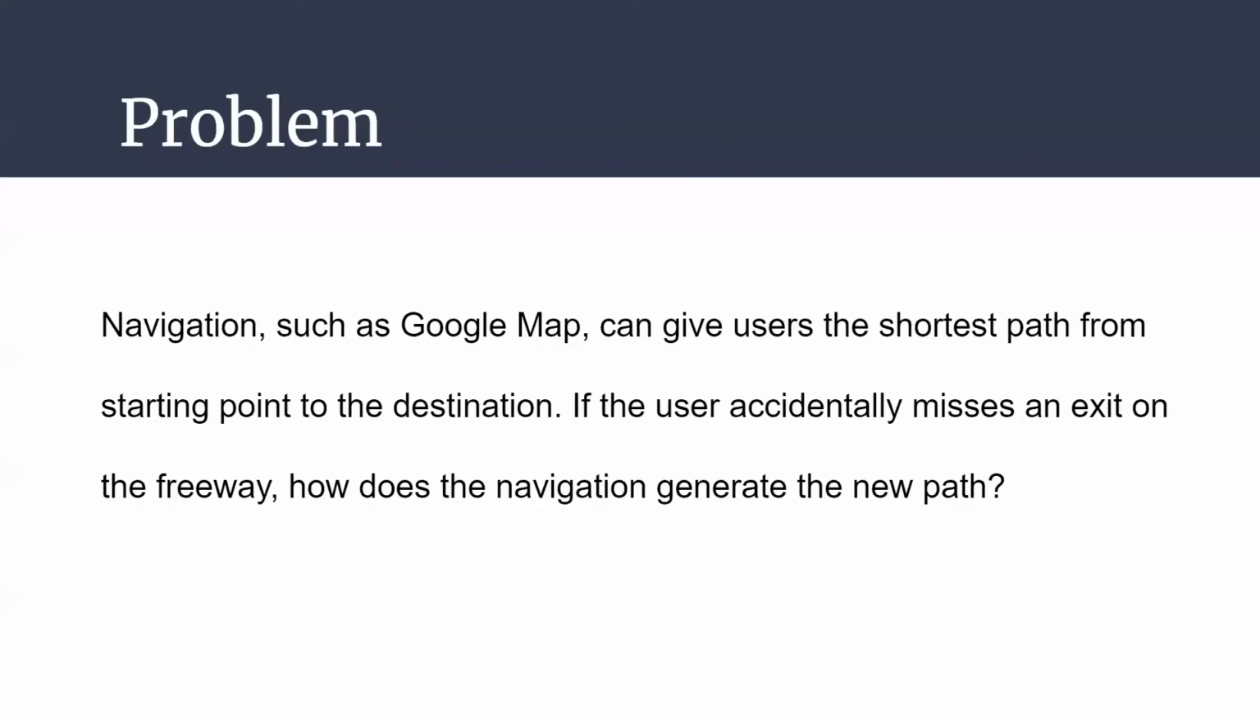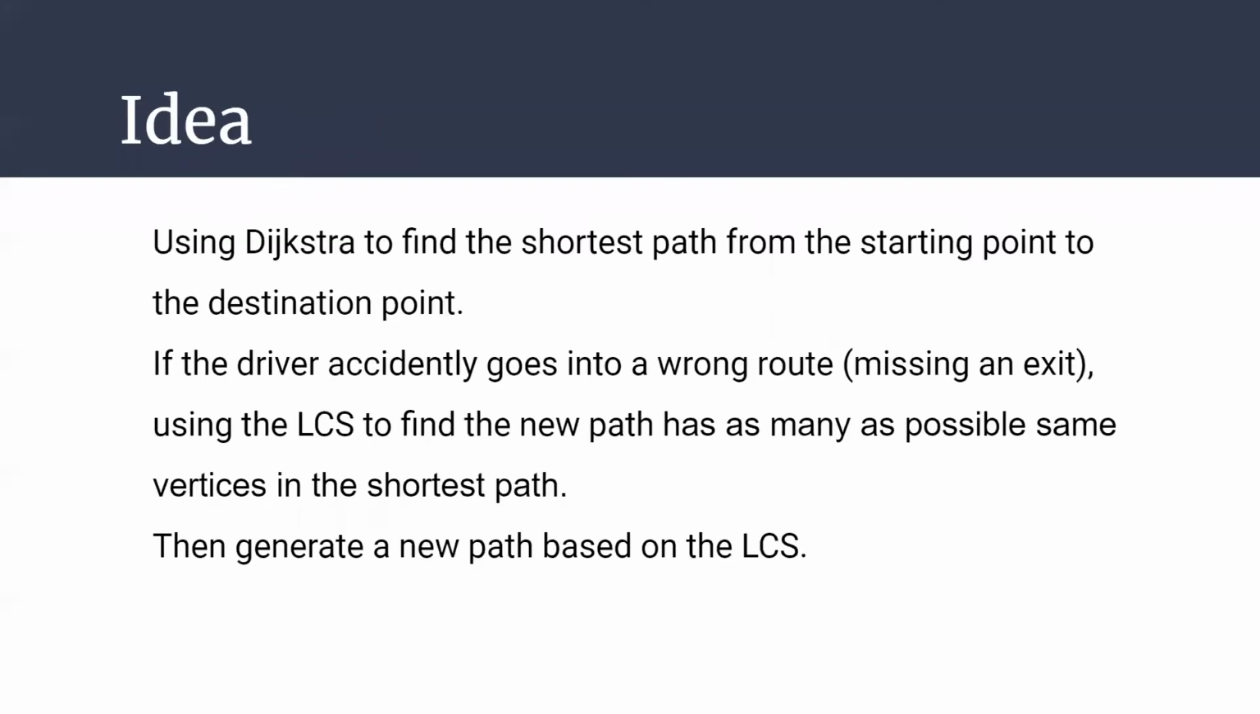Our problem is navigation. Such as Google Maps can give the user the shortest path from the starting point to the destination. If the user accidentally misses an exit on the freeway, how does the navigation generate a new path? First, we use Dijkstra to find the shortest path from the starting point to the destination point.